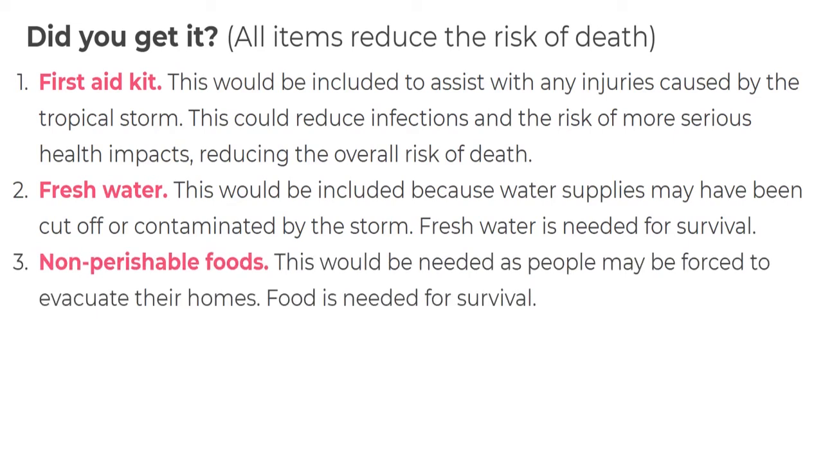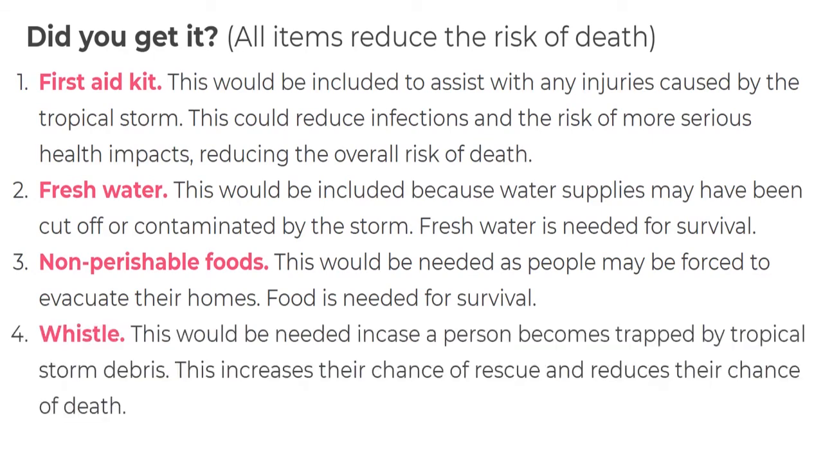This would be needed as people may be forced to evacuate their homes. Food is needed for survival. And the last item that I would include in my emergency survival kit would be a whistle. This would be needed in case a person becomes trapped by tropical storm debris. This increases their chance of rescue and reduces their chance of death.